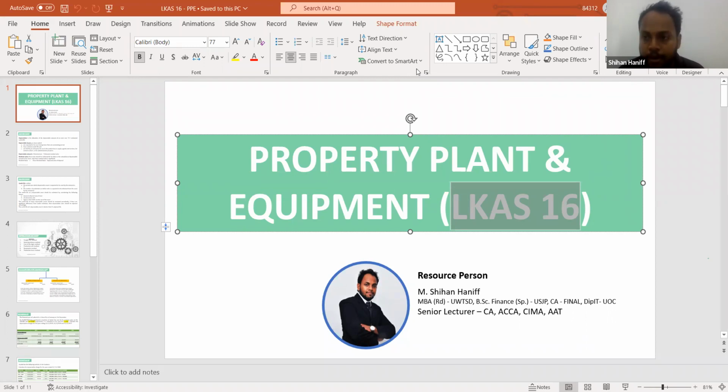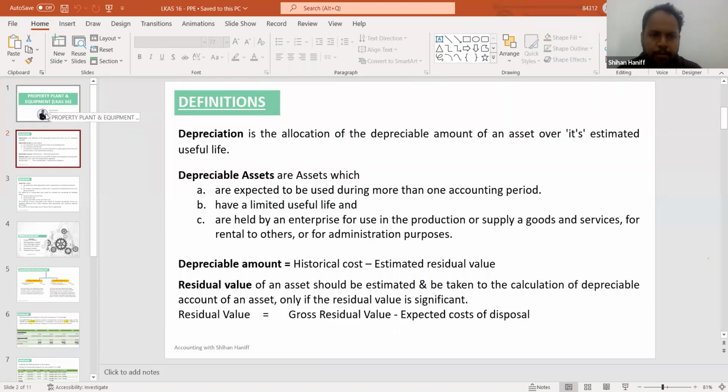I will be covering the entire part which is relevant for the A-level syllabus today before the end of the session. Okay, right. So there are some definitions in the standard. Number one is depreciation. So what is meant by depreciation?